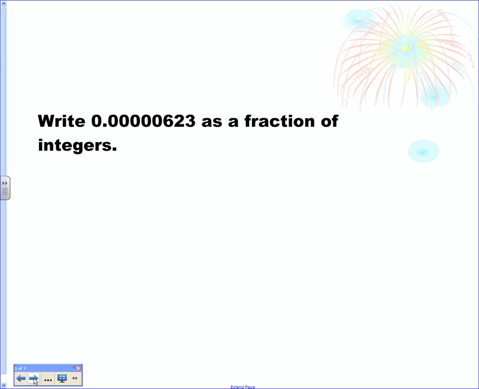Yes. 1, 2, 3, 4, 5. I know. We'll always do fractions. You always want to write it as a fraction of integers. How can you check your answer on these? Plug it back into a calculator. Yep.